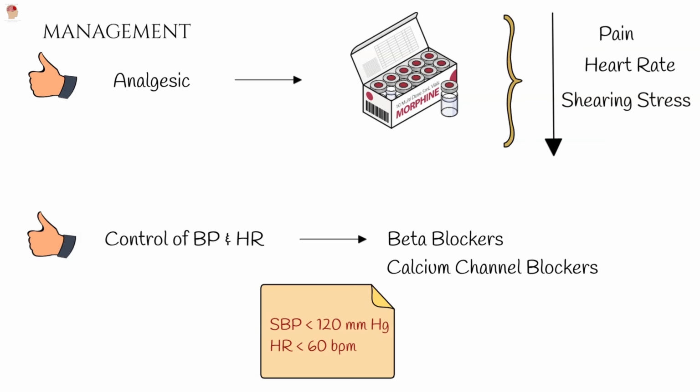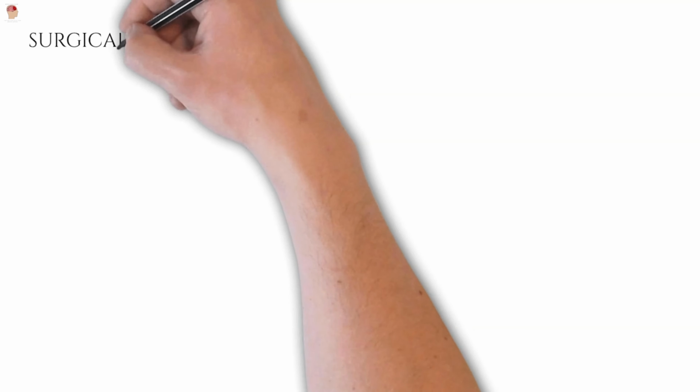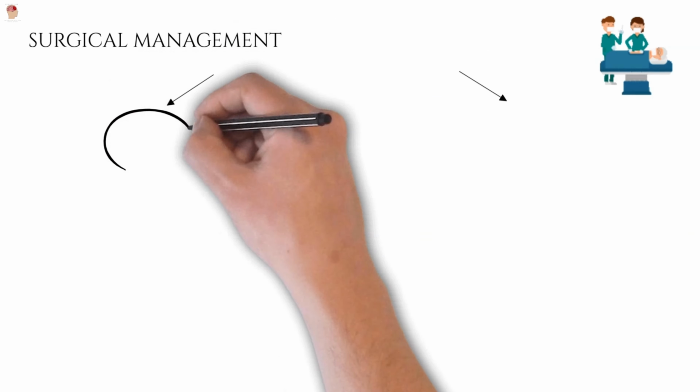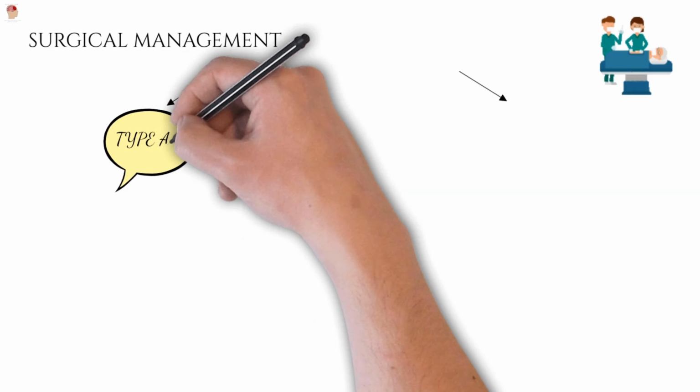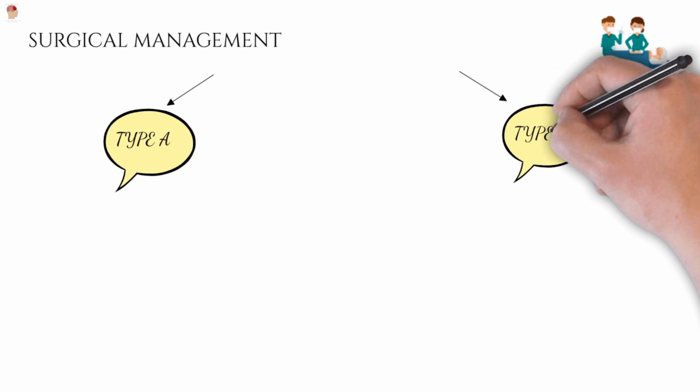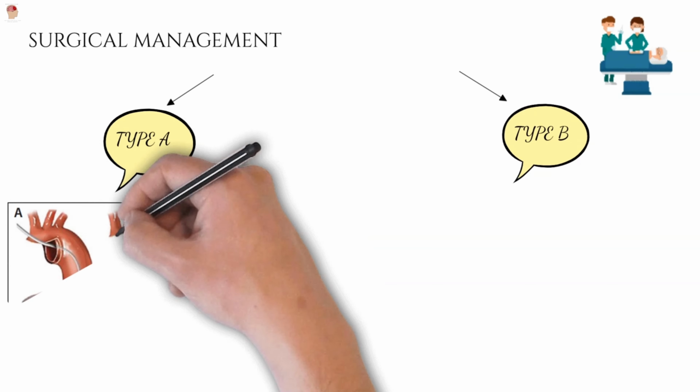After the medical management, let's go and study the surgical management. So friends, as we already know, aortic dissection is mostly classified worldwide on the basis of the Stanford classification. The surgical management is divided on the basis of type A Stanford classification or type B Stanford classification. And the management is different for both type A and type B.